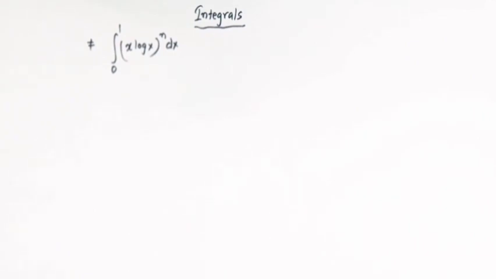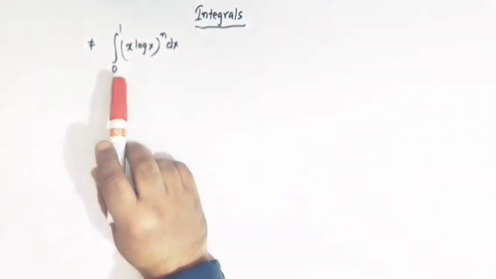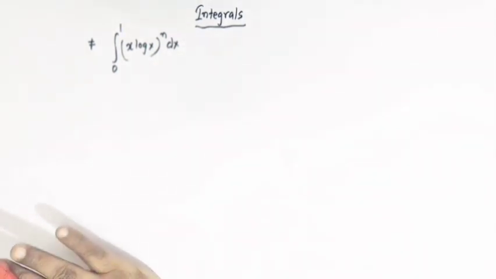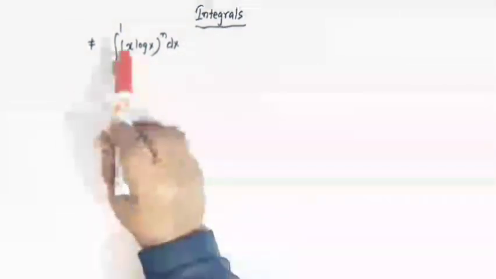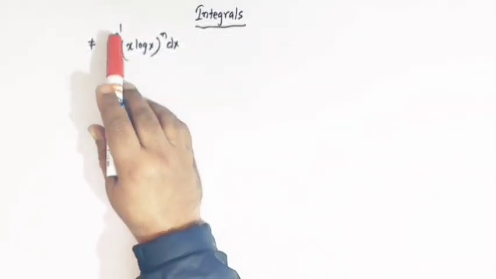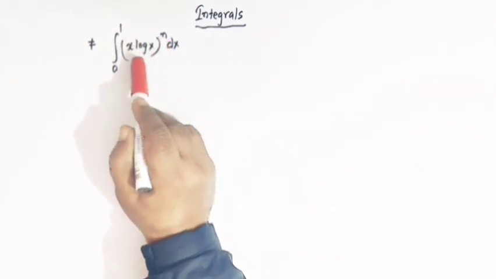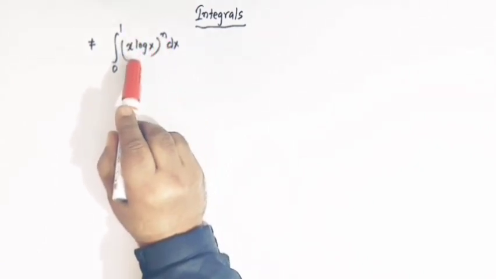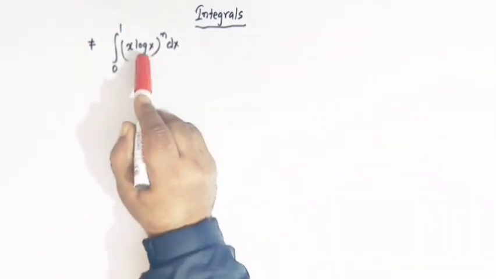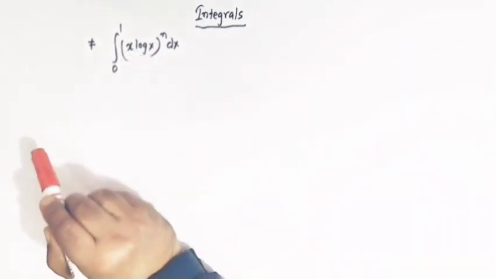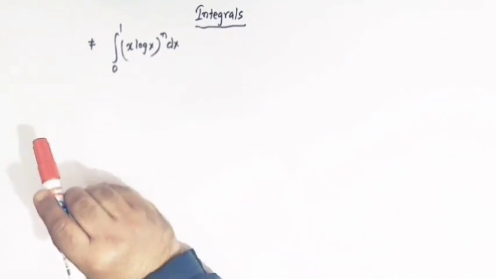Hello viewers, in today's class, we are going to discuss yet another important and very conceptual problem from integrals, right? So in this lecture, we are going to solve this integral using the concept of gamma function, right? So here we have to find the value of this integral from 0 to 1, and we have x log x raised to n, right? And remember here the logarithm is a natural log, right? So here the base of this log is e, which is the exponential number, right?